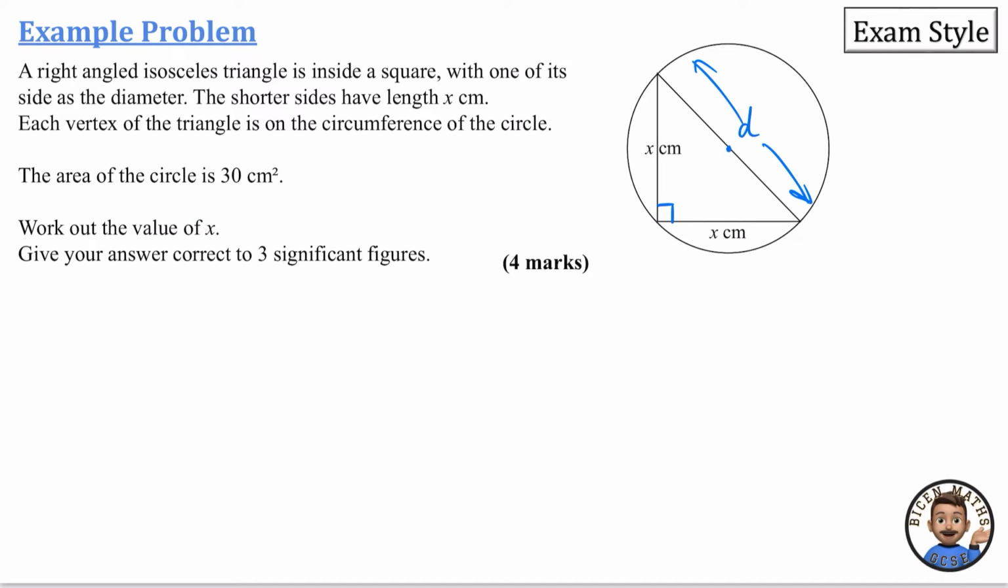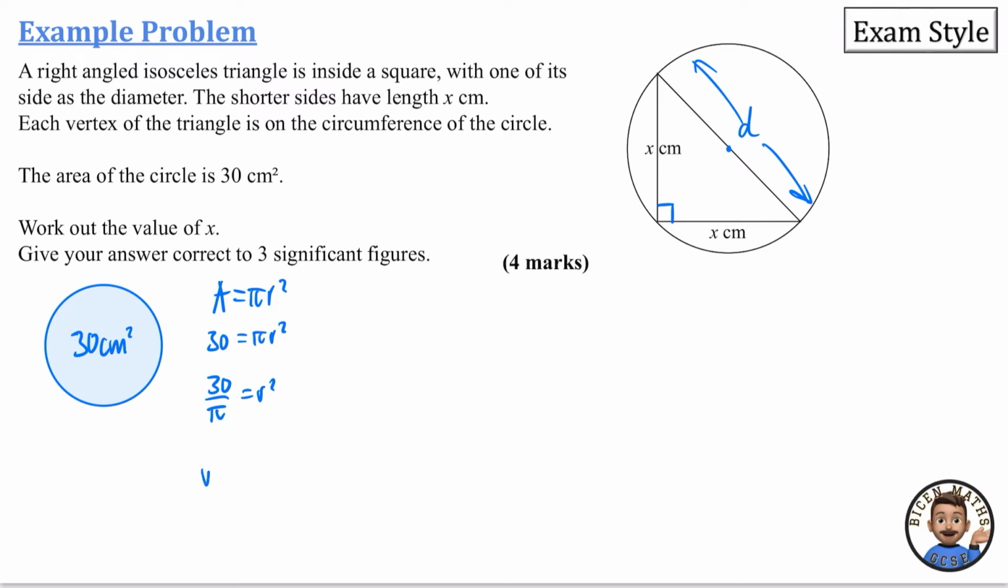Well, let's just ignore the fact that there's even a triangle in there. Let's just think, what can I find out with this 30 centimetres? So I know that if I have a circle, I can find out what the radius is if I know that the area is 30 centimetres squared. I could find out what the radius is, which would help me then find out the diameter. So we know that the area is pi r squared. So 30 is pi r squared. So I'll do 30 divided by pi to get the radius squared, and then I will square root that to find out what the radius is.